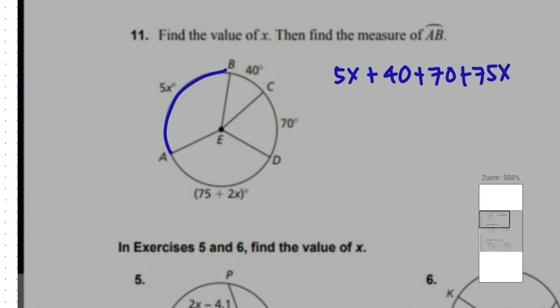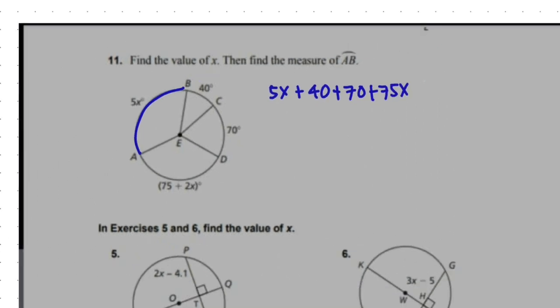Because they equal each other. 5x and 70? They're not equal. So we add up everything and equate to 360 degrees. Okay, 5x plus 40 plus 70 plus 75x plus 2x.